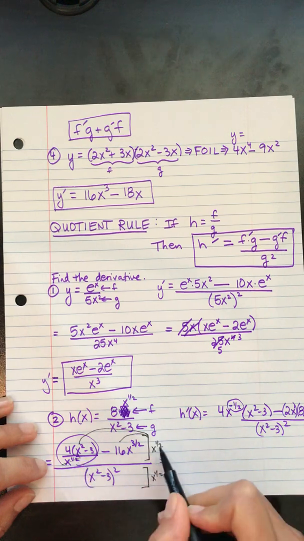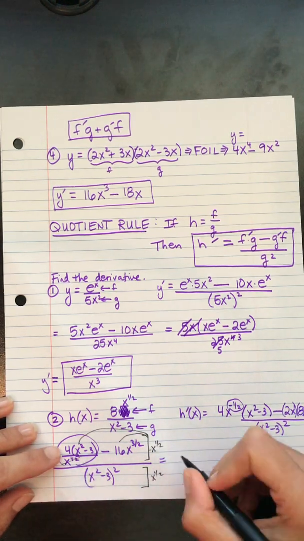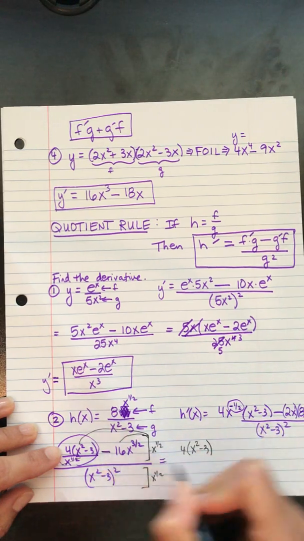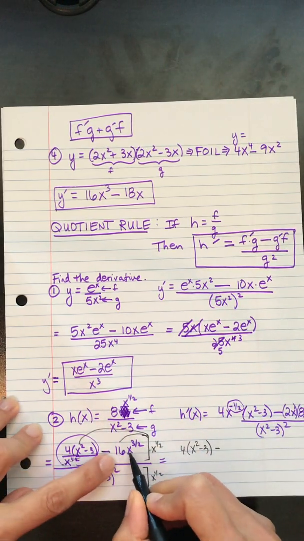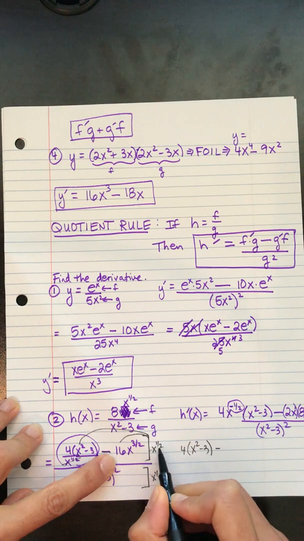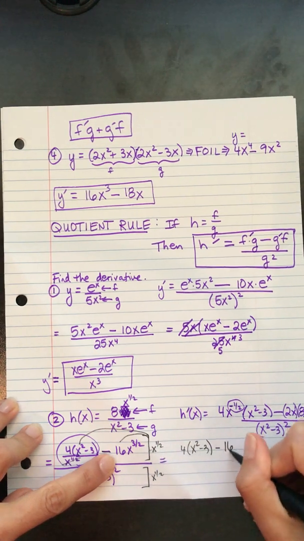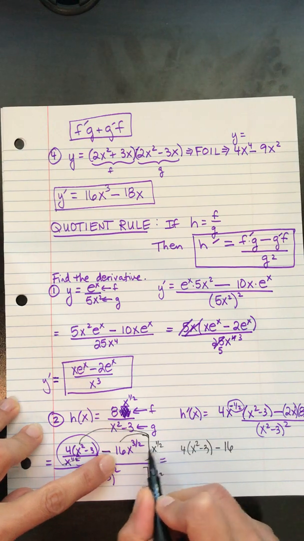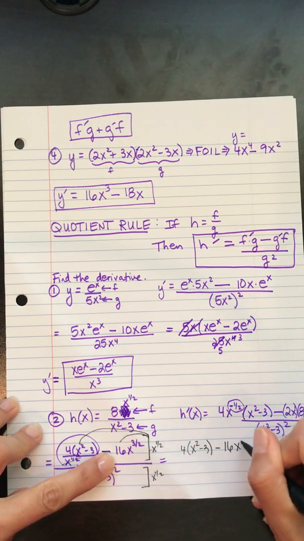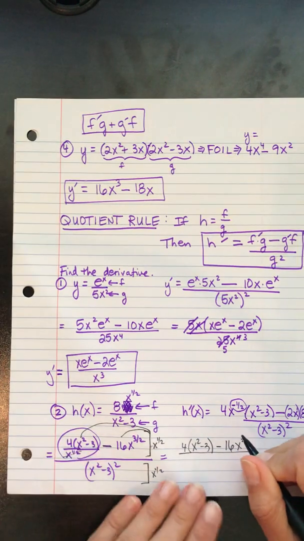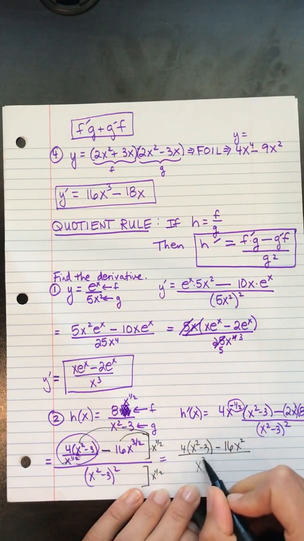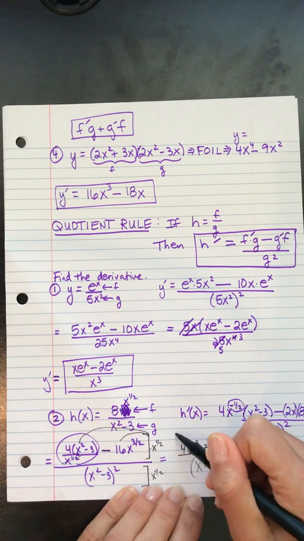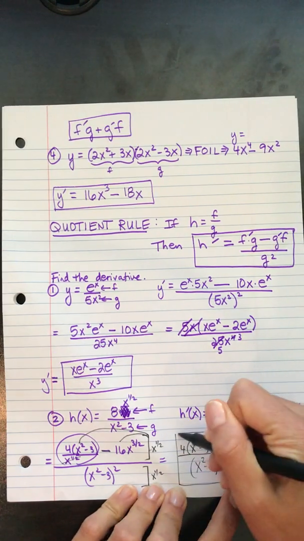So that and that are going to cancel, and I'll just get 4 parentheses x squared minus 3 minus, I've got 16x to the 3/2 times x to the half. So it's 16x to the 3/2 times x to the half. You're adding the exponents, is x to the 4/2, which is just x squared, over, and then we're going to write literally x squared minus 3 squared times x to the half. We're done. We're going to leave it just like that.